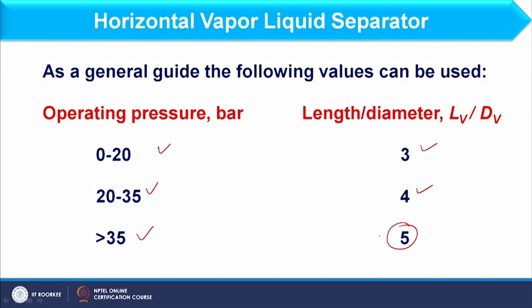So, in this lecture we have discussed the Newton-Raphson method and the vapor liquid separator, and in the next lecture we will focus on some examples related to the triple effect evaporator system.